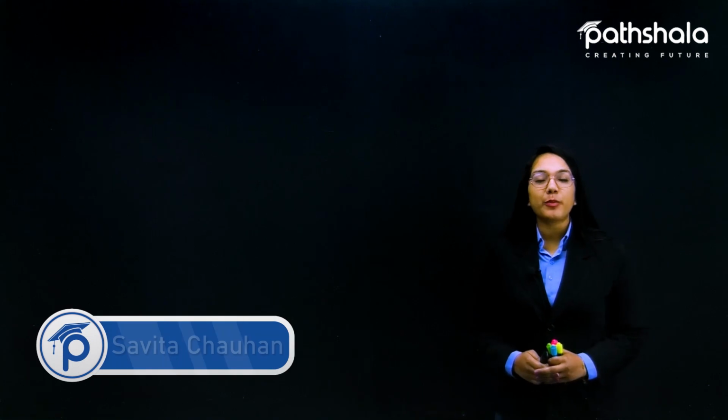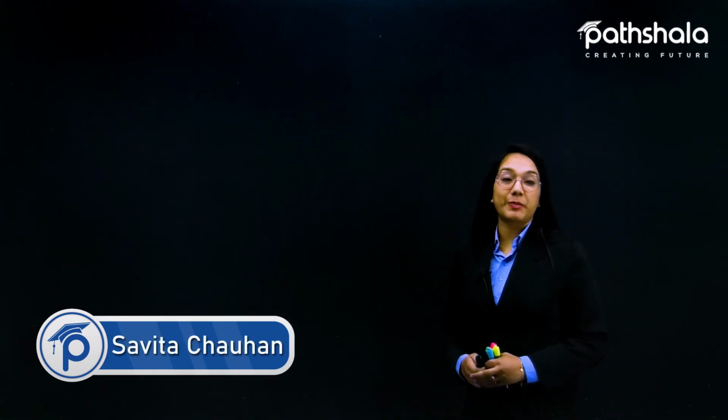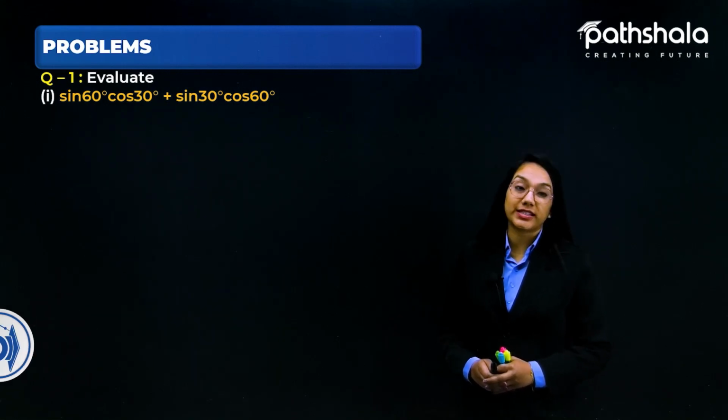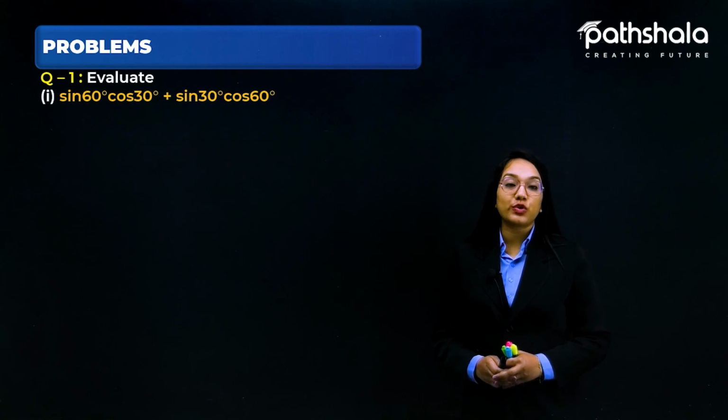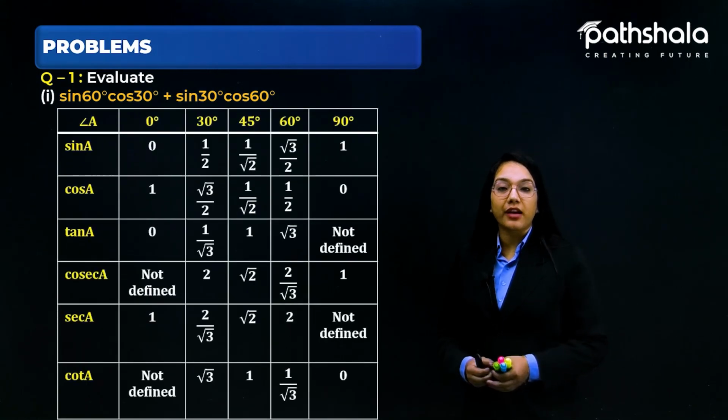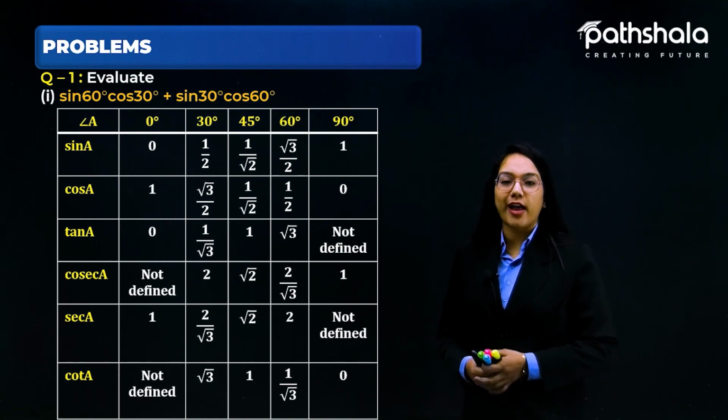So let's just see some of the problems that are related with the specific angle. Let's start with problem number 1. It says evaluate sin 60 cos 30 plus sin 30 cos 60. Let us suppose I'm just using the table that was related with all the specific angles, and using this table I'm finding out the values.